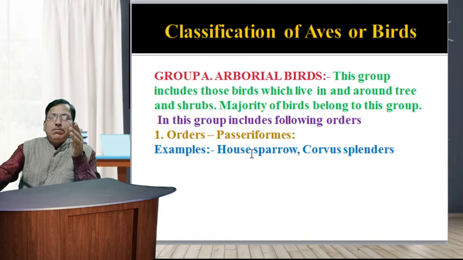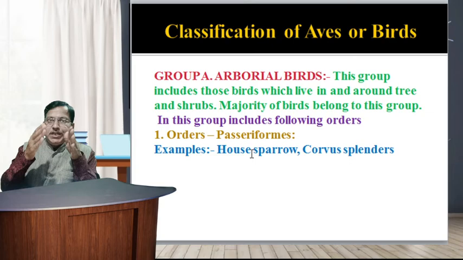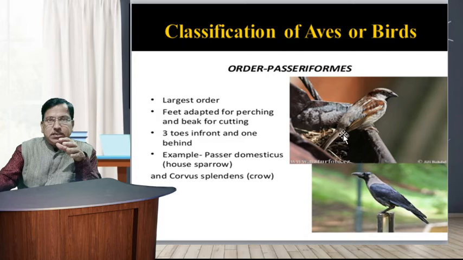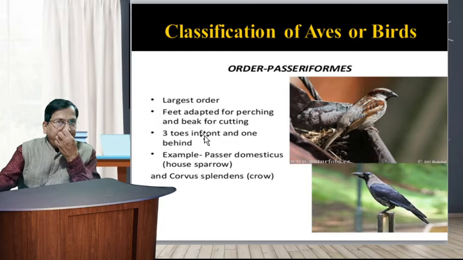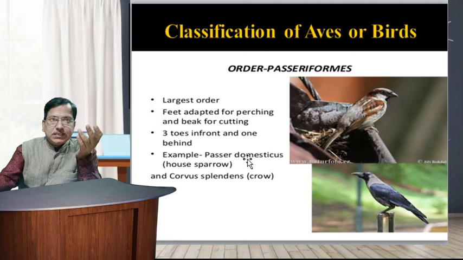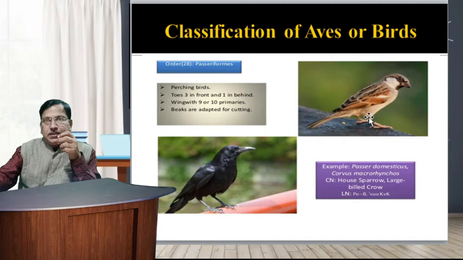So different kinds of animals of the group of birds are included in this animal group. A few examples: this is the order Passeriformes, sparrow and crow, the largest order, feet adapted for perching, beak for cutting, toes in front and one behind. Already discussed this point. So this is an example of this group of birds. This is a sparrow, house sparrow. This is a crow.